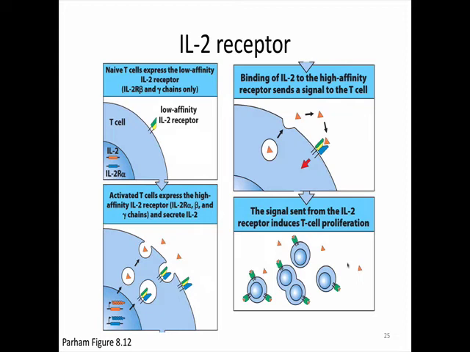Usually this is happening in a local area, so the T cell is stimulating itself and its neighbors, and the neighbors are stimulating themselves and this T cell. So this is both autocrine and paracrine signaling. And so this is how it works with the T cell making both the IL-2 and the receptor.